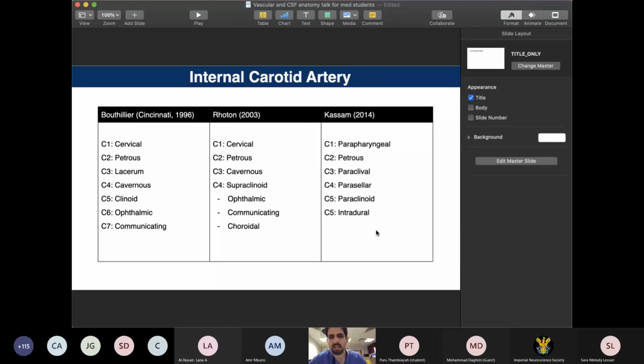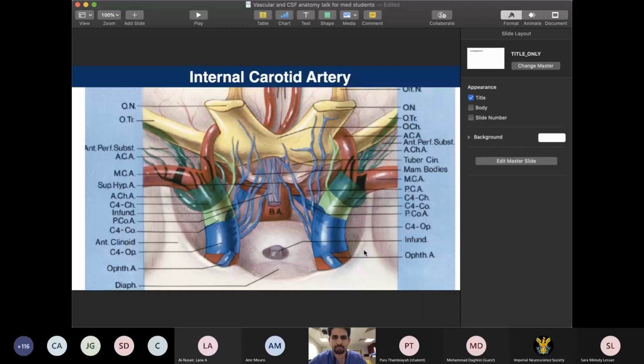And Amin Kassam introduced a newer way of splitting the ICA based on the fact that through an endoscopic endonasal approach to the ventral skull base, you need to think of the carotid slightly differently, and I'll show you some pictures of that. This is looking basically just underneath the frontal lobes towards the back of the head where the basilar artery sits in front of the brainstem.